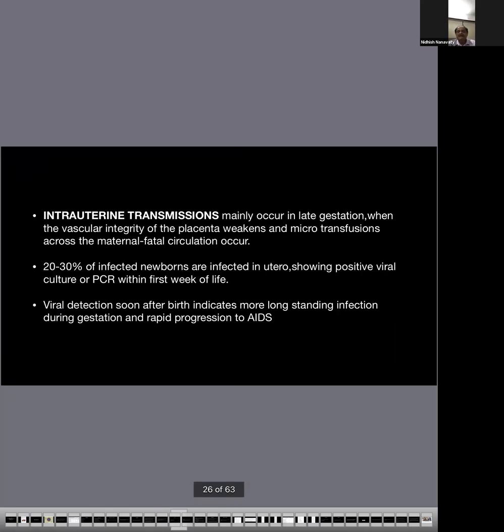Now, intrauterine transmission mainly occurs in late gestation because the vascular integrity of the placenta is weak and microtransfusion across the maternal-fetal circulation occurs. And 20 to 30% of infected newborns are infected in utero, showing positive viral culture or PCR within the first week of life. Viral detection soon after birth indicates more long-standing infection during gestation and rapid progression to AIDS.